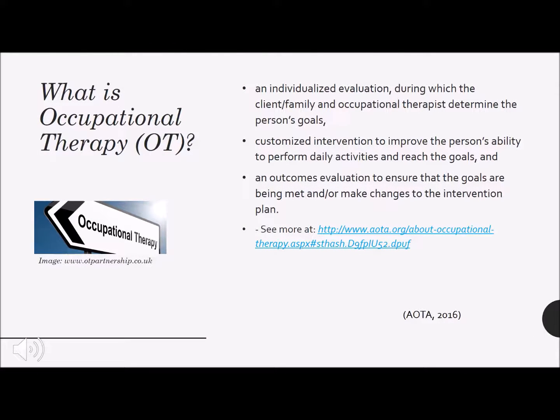Okay, so the first thing I'm going to run through is my definition of what occupational therapy is. Located on my slide, I have some bullet points that I've taken off AOTA's website. AOTA is the American Organization of Occupational Therapy. What I think OT is, to me, is just a very client-centered therapy. Each different intervention plan is written specifically for the client and what the client wishes to achieve.